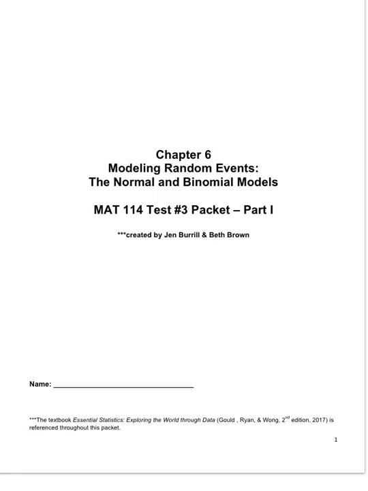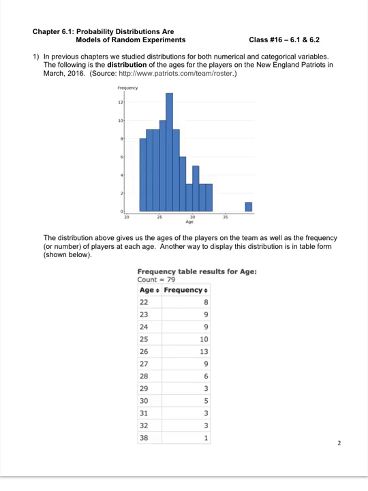Hey, this is for Chapter 6, Modeling Random Events, the Normal and Binomial Models. More specifically, we're looking at Chapter 6.1, Probability Distributions are Models of Random Experiments. In previous chapters, we studied distributions for both numerical and categorical variables.